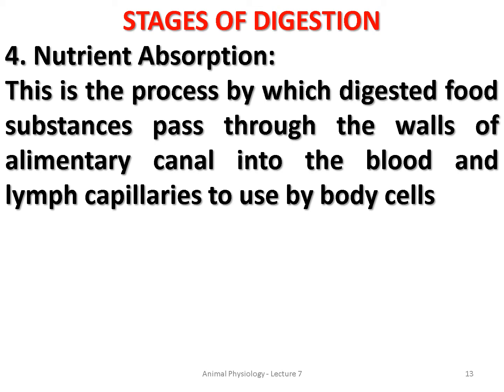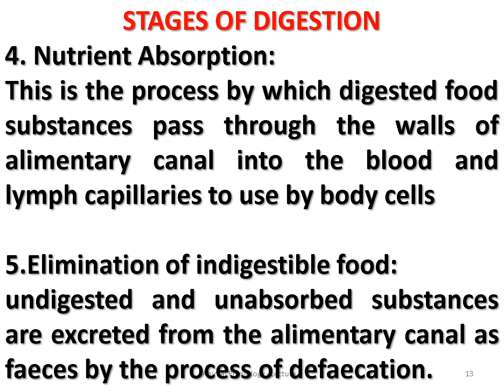And how does this absorption take place? The digested food is passed through the walls of the alimentary canal, then it is passed into the blood and lymph capillaries of the body cells. Then the fifth one is elimination of indigestible food. You remember the first stage of digestion, taking in food. Whatever food we take, we cannot say the whole 100% of food will be absorbed by our body. Only the necessary nutrients will be absorbed by our body.